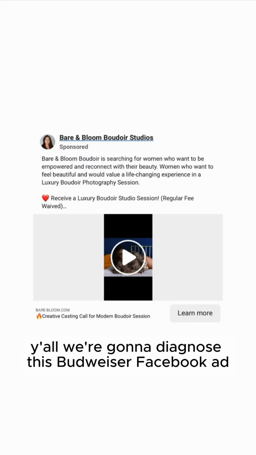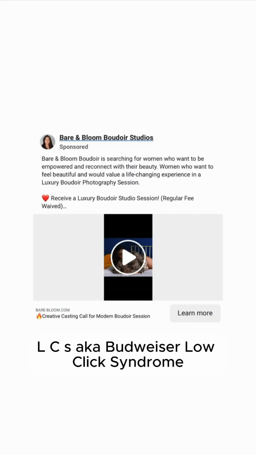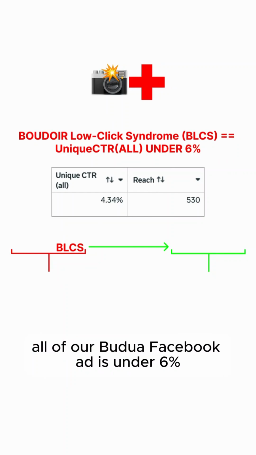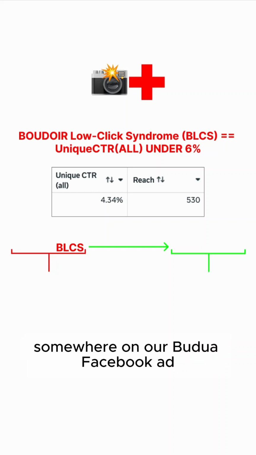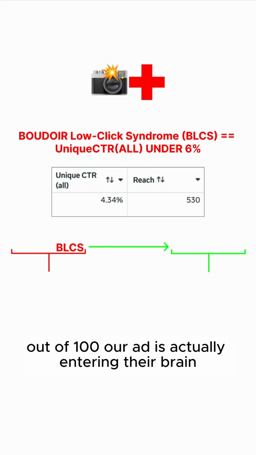All right, y'all, we're going to diagnose this Boudoir Facebook ad, see if we believe it has BLCS, aka Boudoir low-click syndrome. Boudoir low-click syndrome is when the unique CTR of our Boudoir Facebook ad is under 6%. This means fewer than 6 out of 100 women are clicking somewhere on our Boudoir Facebook ad. And that's the number of women, out of 100, whose brains our ad is actually entering.